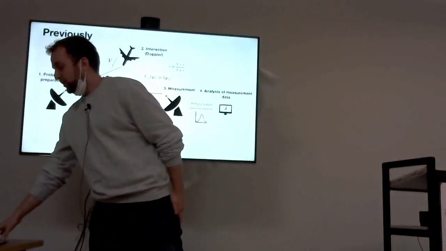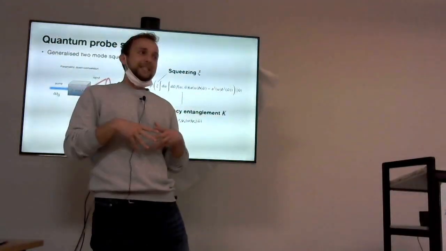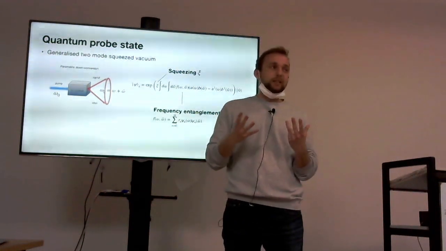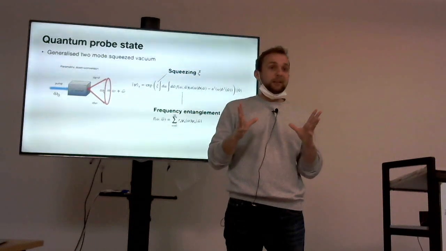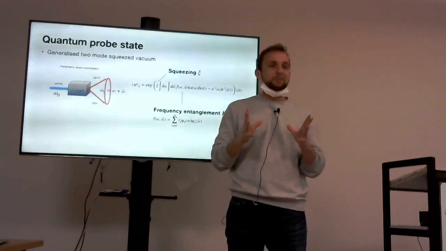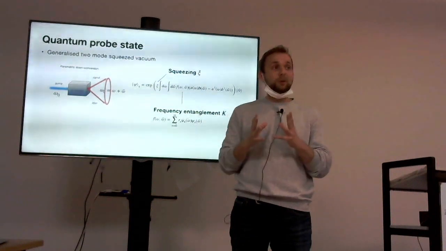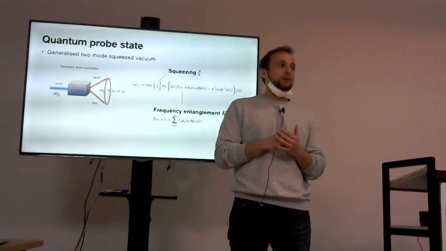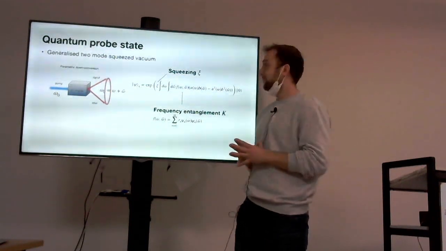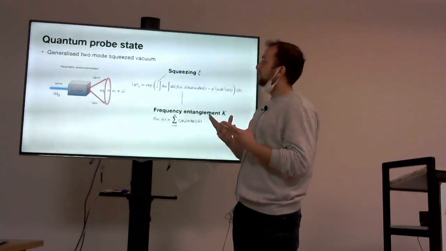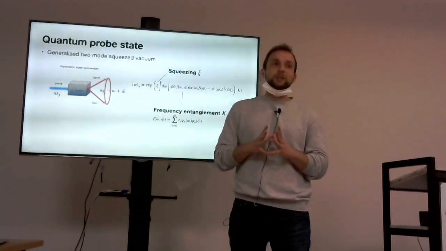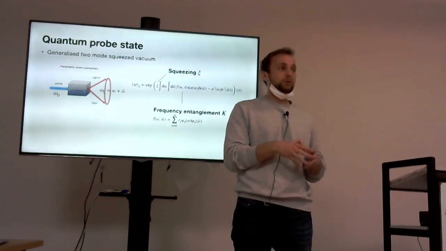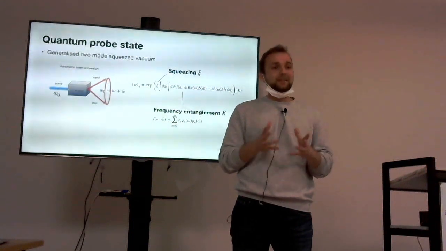We chose a generalized version of the two-mode squeezed vacuum state, and this state is probably the most commonly created state in quantum optics laboratories. That's a good thing because people can create this state. Also, it's a Gaussian state, so there are a lot of analytic formulas for Gaussian states, and this can be used to ease the calculations.